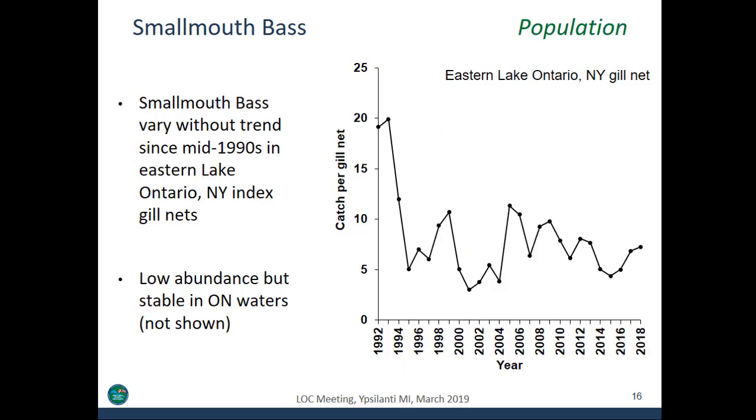If we look at the population of smallmouth bass, we see smallmouth vary without trend since the mid-1990s in eastern Lake Ontario, and this is from the New York index gill nets. And we have relatively low abundance in Lake Ontario waters, so that's not shown here, but relatively stable.